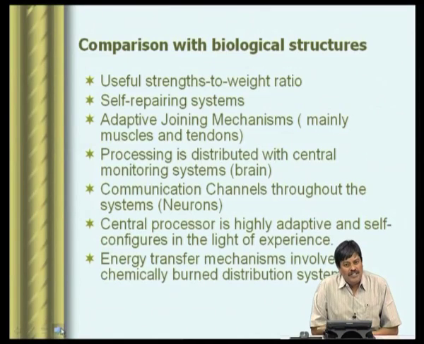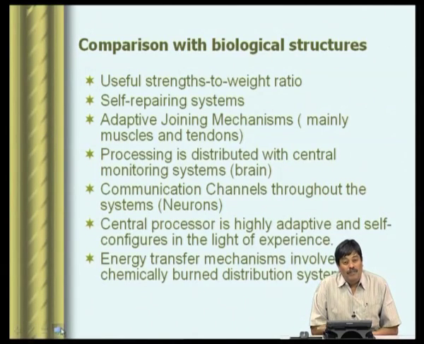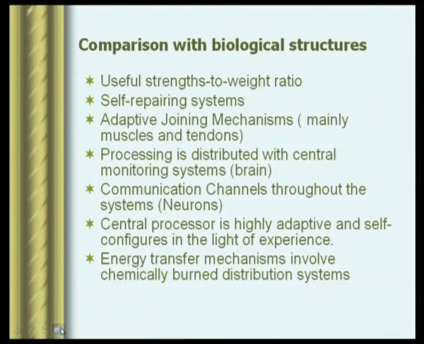And the process is highly distributed, the processing of information, with a central monitoring system, that is the brain, which acts as the main part which is actually involved in the decision making process. And the communication of instruction from the brain is given to other parts of the structure through neurons, which is really high speed communication. And the central processor is highly adaptive and self configures in the light of experience. And whatever we eat is converted into energy, and the energy transfer mechanism involves chemically burned distribution systems.